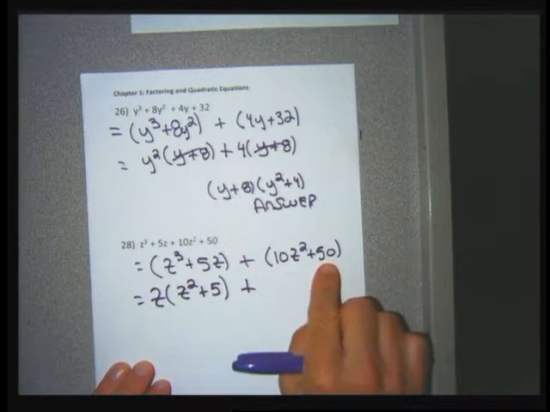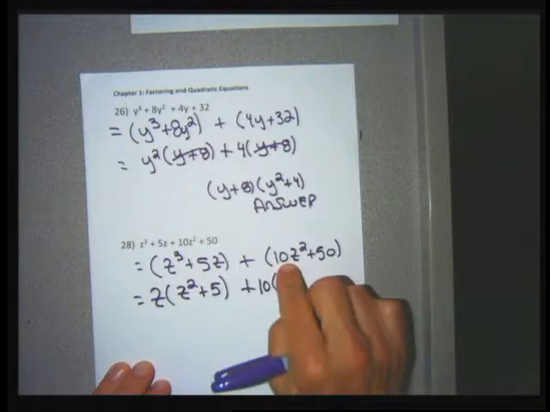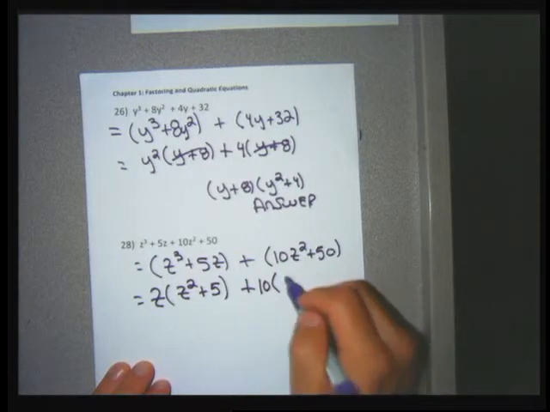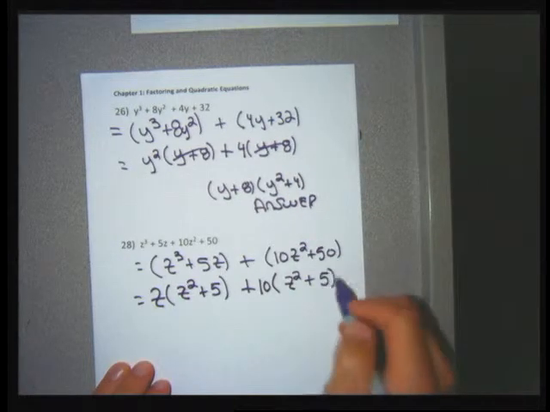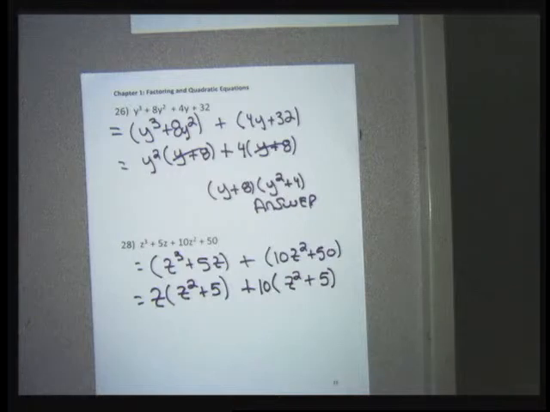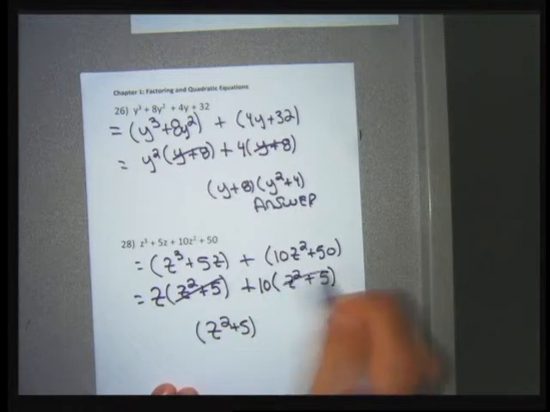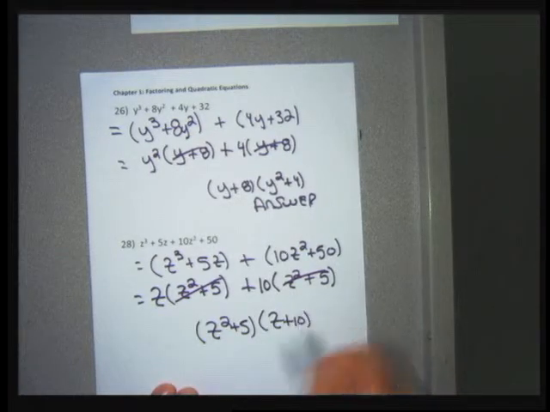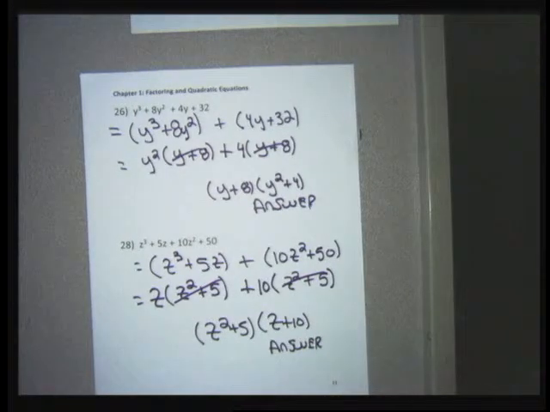Between the 10 and the 50, they're both divisible by 10. 10 is the common factor. I'm going to divide that 10 by 10 and get a 1, but still leave the z squared. I'm going to divide that 50 by 10 and get a 5. The nice thing about grouping is you can just tell immediately if you have a mistake, because if the parentheses match up, the chances of you having a mistake are about 0. If the parentheses don't match up, you almost guaranteed you have a mistake. Now I'm going to write my z squared plus 5, factor it out, and I'm left with a z plus 10. So my answer to 28 is going to be z plus 5, z squared plus 5 times z plus 10.